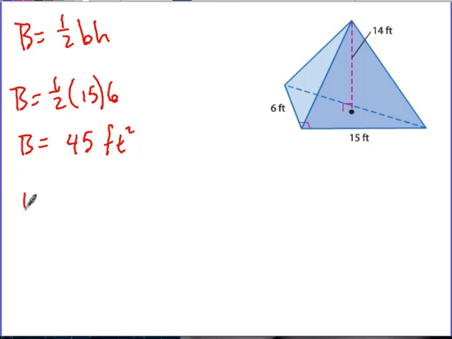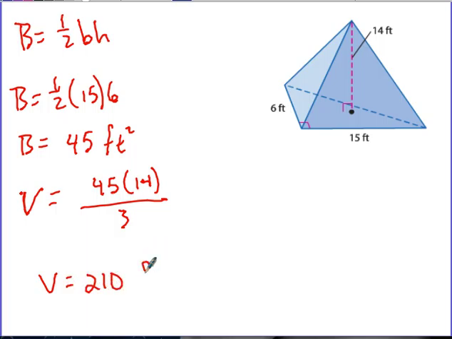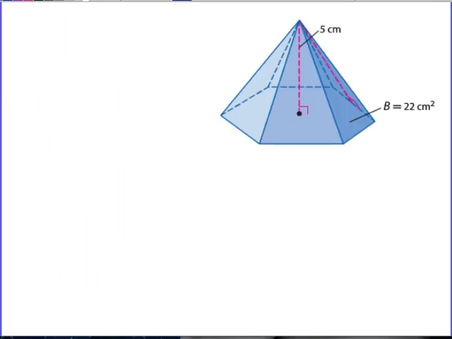And then we'll just take volume equals 45 times 14 all over 3. So 15 times 14, 210. 210 feet cubed. Pretty simple so far. I like this one because they give you the area of the base. Hopefully it'll stay that way through the problems you have to do.